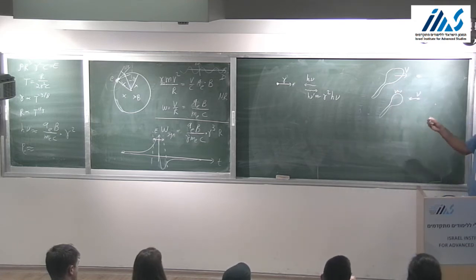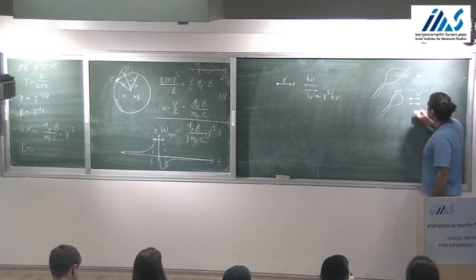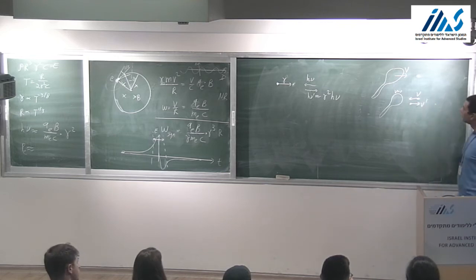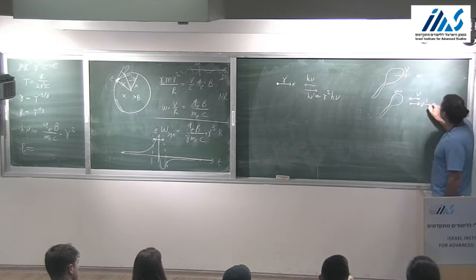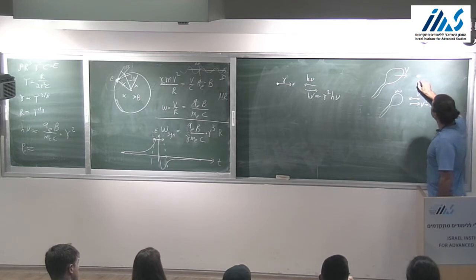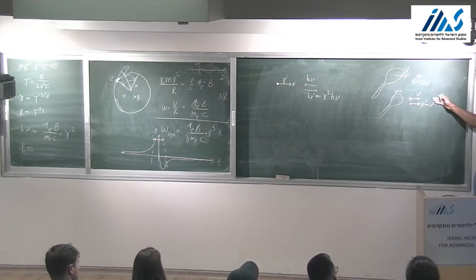In this frame, conservation of energy tells us that the ball bounces back with the same velocity. This is v prime. And when I transfer this back to the original frame, I'll have to add v to this v. So I'll get that v prime is equal to 2v. I can do the same argument in the relativistic case.